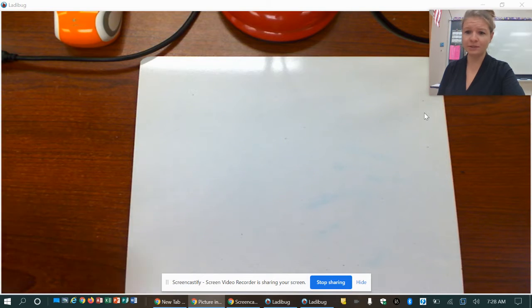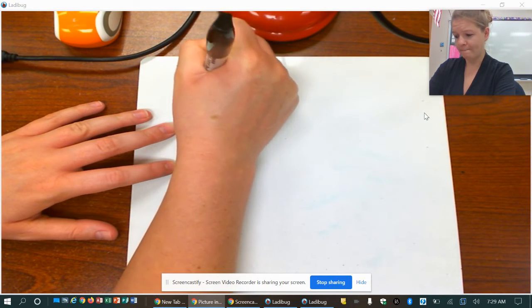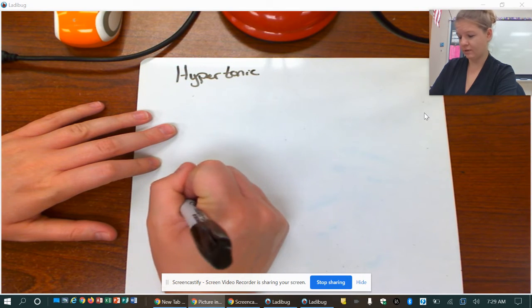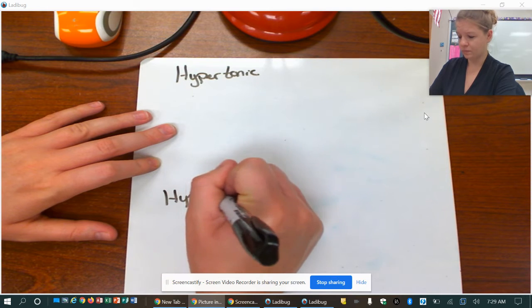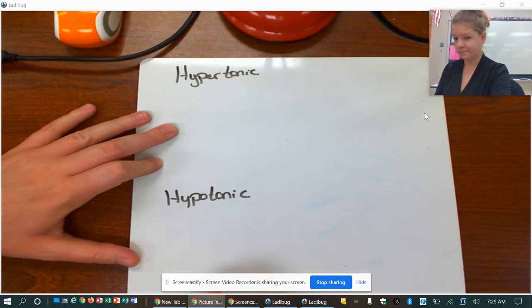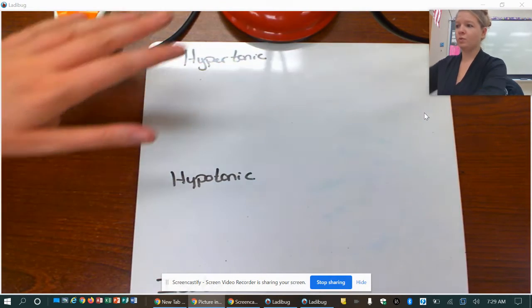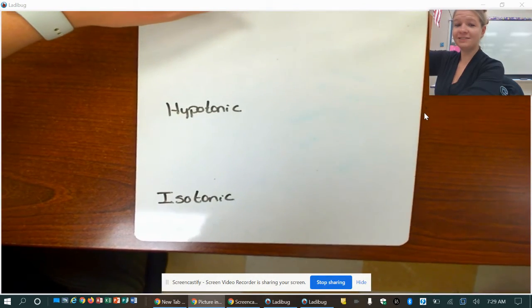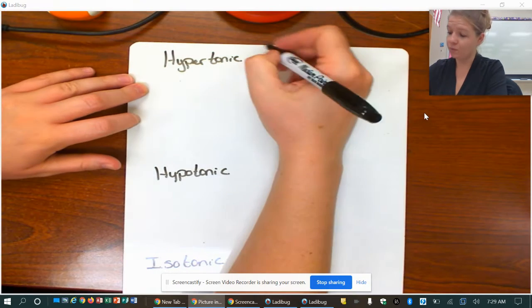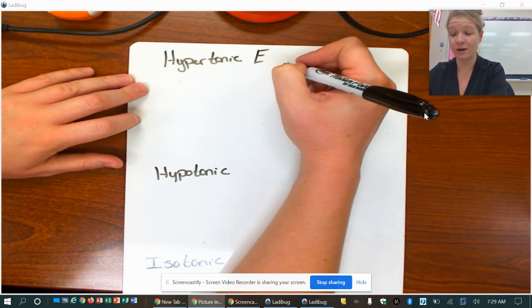So a cell can be put into three different environments: hypertonic, hypotonic, and isotonic. These refer to the concentration of solutes in the environment or in the cell itself. So you always want to refer to, are we talking about the cell being hypertonic or the environment being hypertonic?